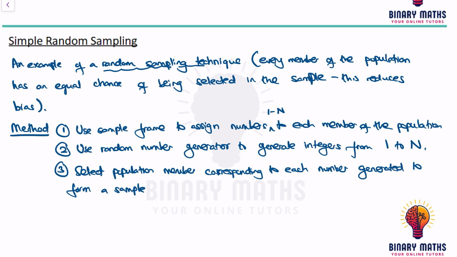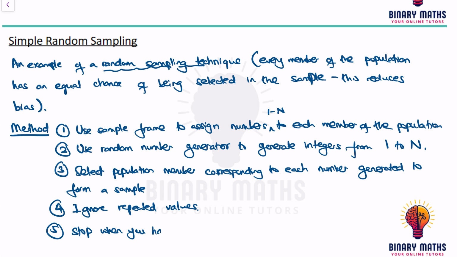Fourth, obviously sometimes you may get repeated values, so ignore repeated values. And then stop when you have the required number for the sample.